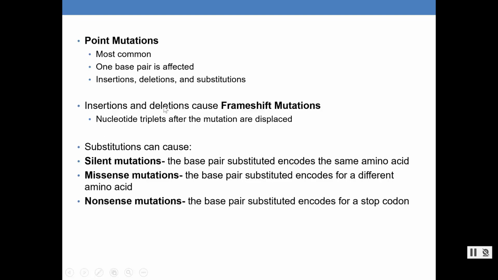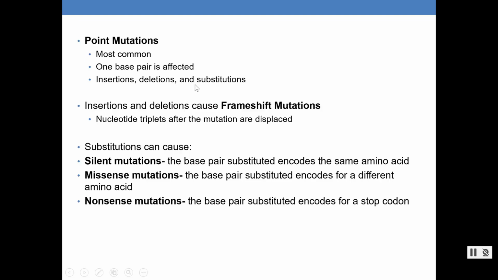So let's talk about different categories of point mutations. Again, only one nucleotide is affected, and there are different ways that nucleotide can be affected. You might get a substitution. So it's supposed to be a G, and it gets substituted as a T. That is one type of point mutation, a substitution.